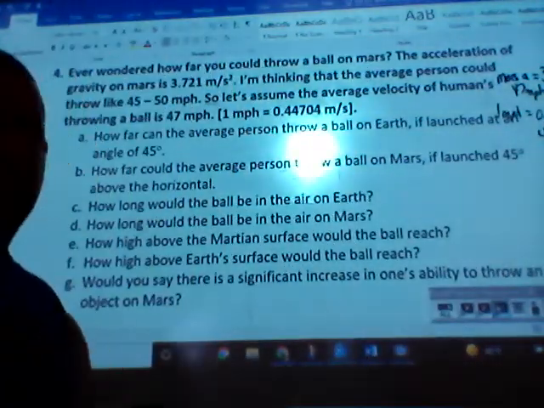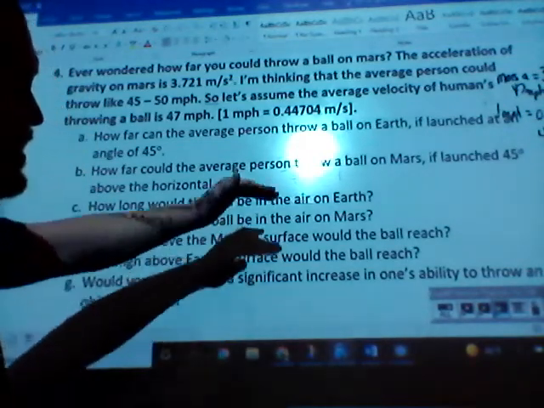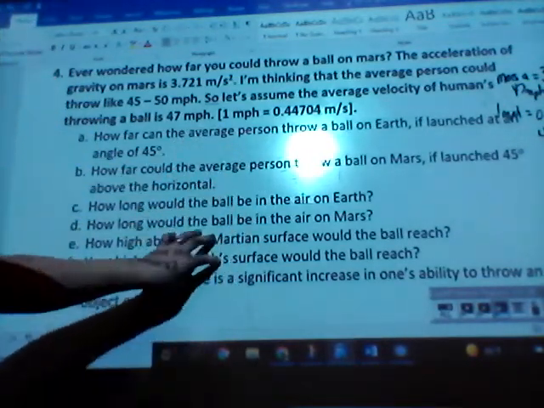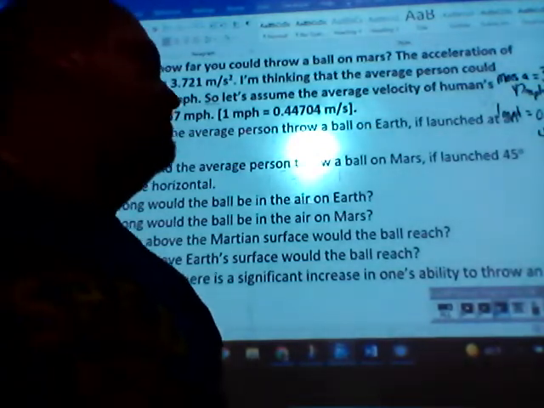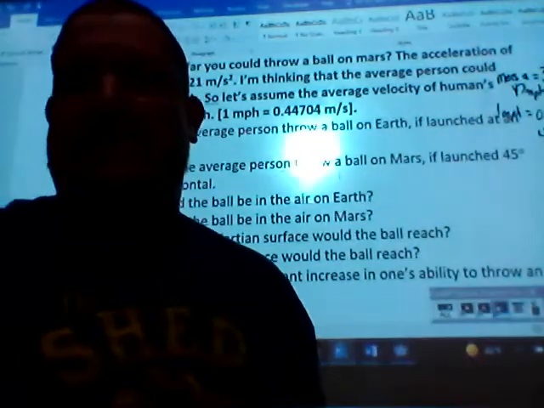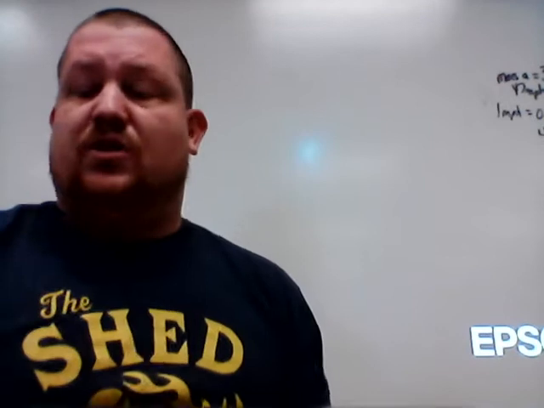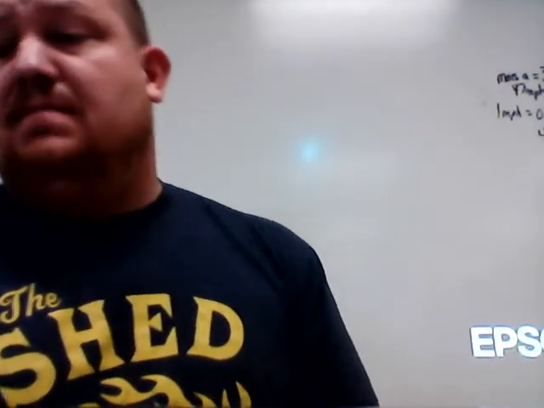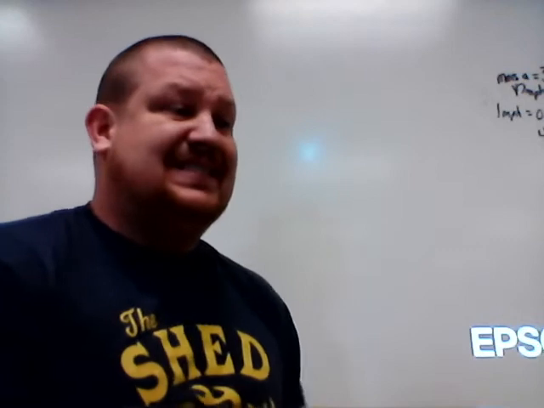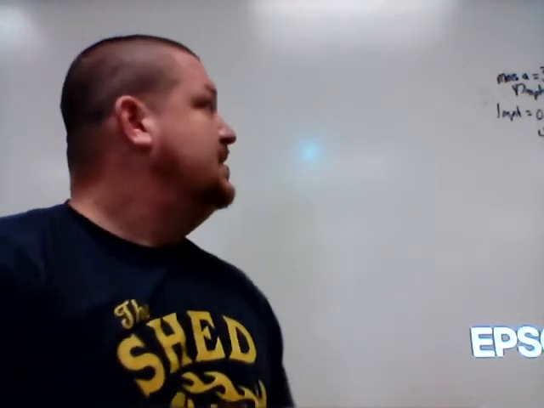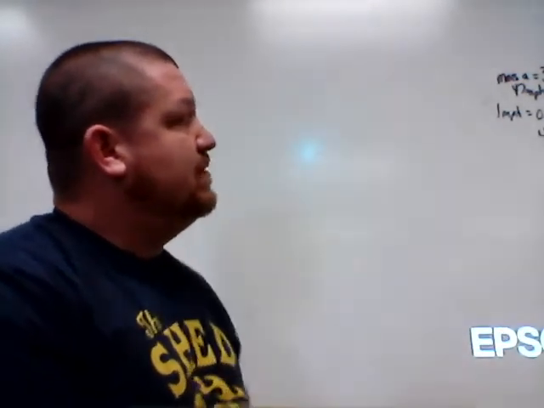above the horizon. So basically it's just comparing Earth and Mars, the impact of a different acceleration. So the first two, A, how far can the average person throw the ball on Earth? B, how far could the average person throw a ball on Mars? Launching them at the same angle, the same initial velocity, which is 47 miles per hour, 45 degrees.